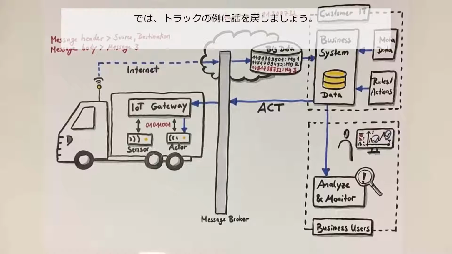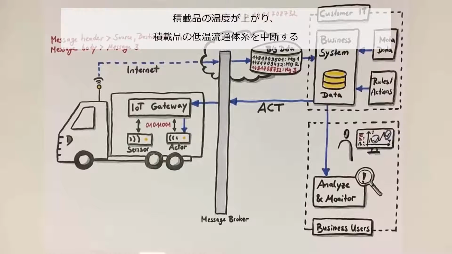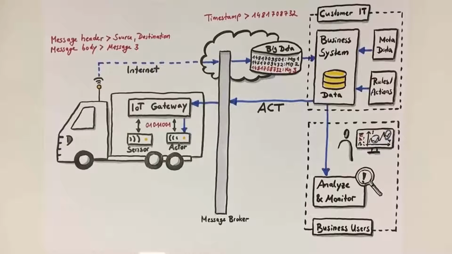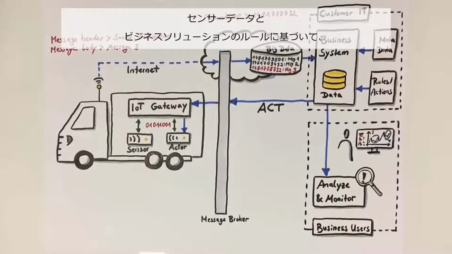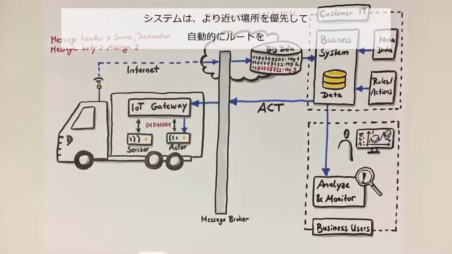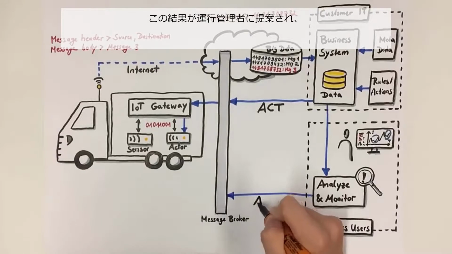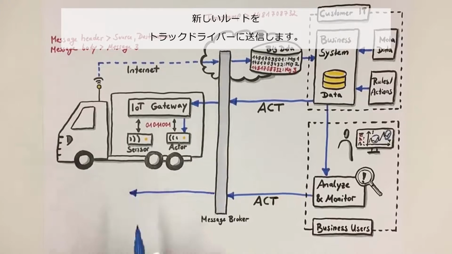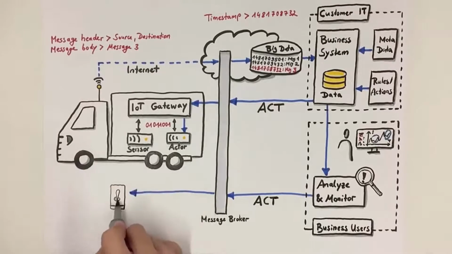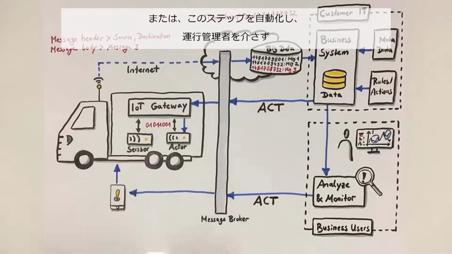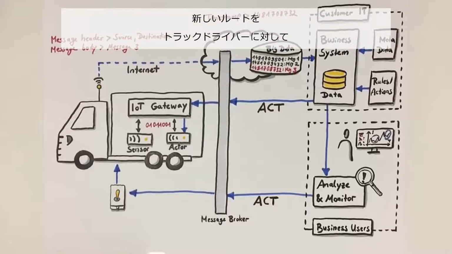Coming back to our example with the truck, let's think of what might happen if the temperature of the load increases, thus heightening the risk of an interrupted cool chain for the load. Based on the sensor data and the rules in the business solution, the system automatically recalculates the route of the truck, preferring closer locations instead. This is proposed to the dispatcher, who could send this new route to the truck driver. Another possibility is to automate this step so that the truck driver is given the new route directly without the involvement of a dispatcher.